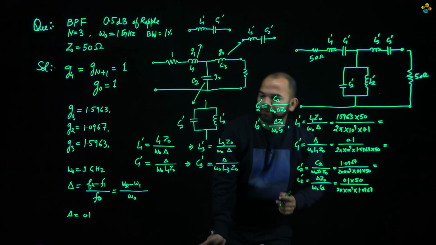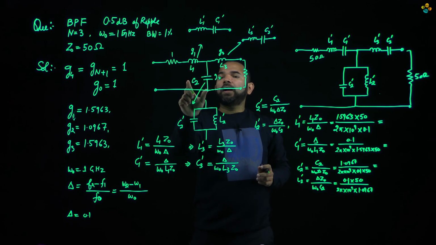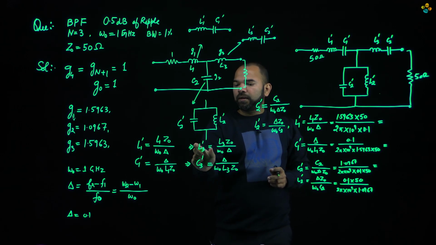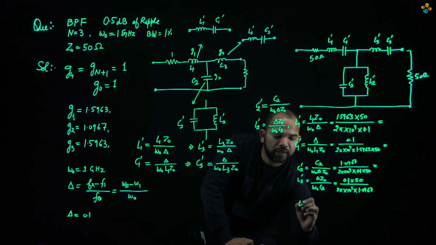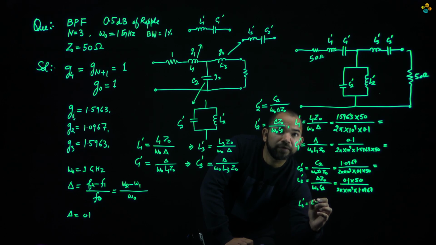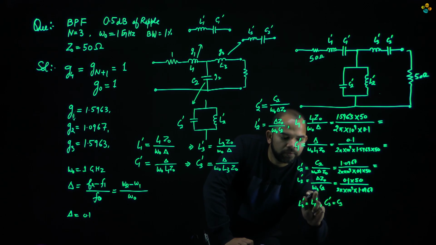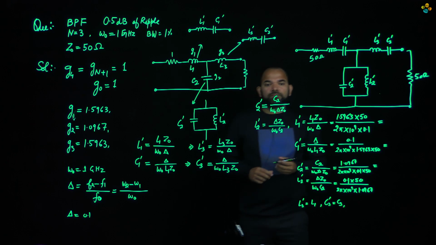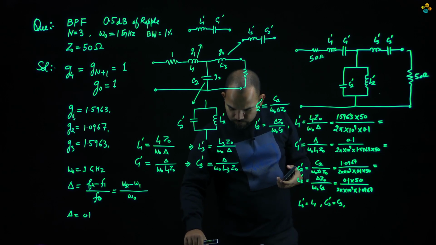Now for the other combination, as we know that G1 equals G3, so we can say that L3 dash is going to be the same as L1 dash. So L3 dash is going to be equivalent to L1 dash, and C3 dash is going to be equivalent to C1 dash. Okay, so we need to do these calculations. We can use calculators to solve these equations.